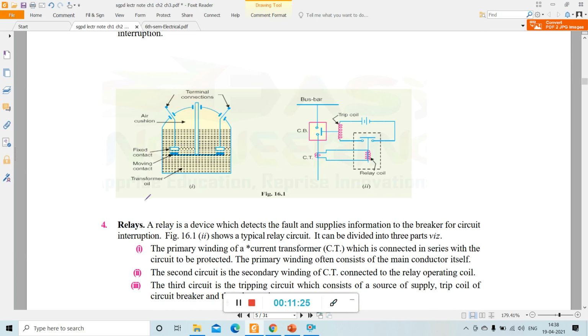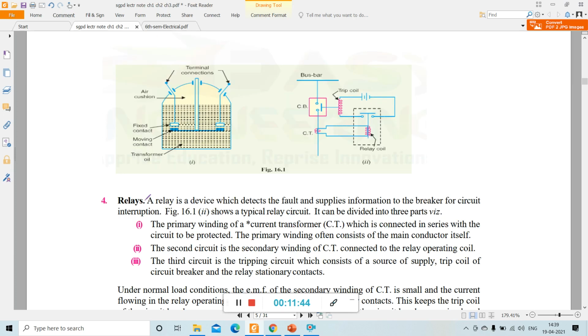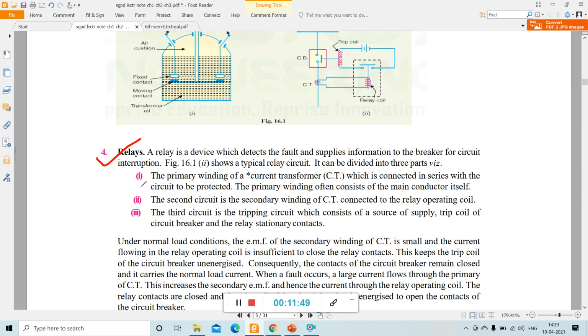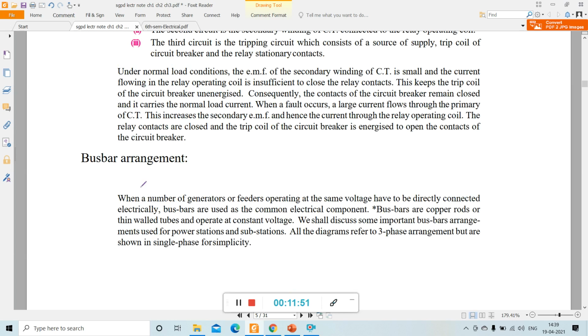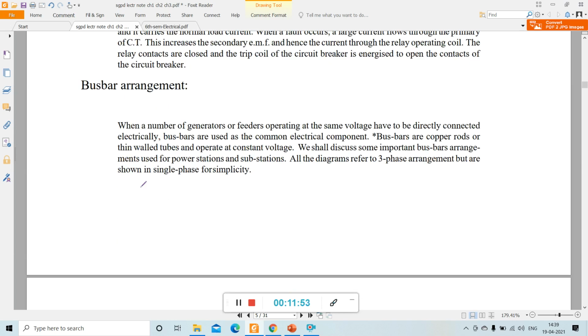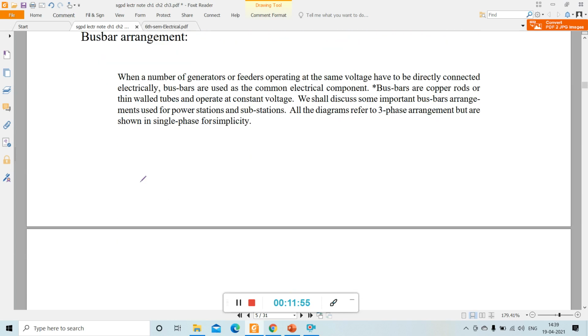I am just giving you a review of this chapter 1 in this video, and you have everything in these notes. Just go through this video session and make notes by yourself, and I will clear every important point in the online class. Another switchgear component is the relay. The next part is the bus bar arrangement.